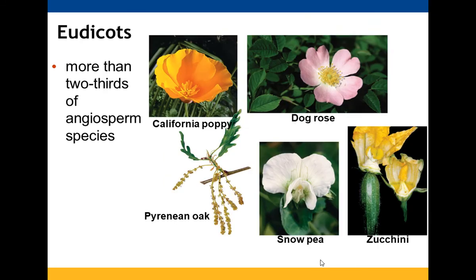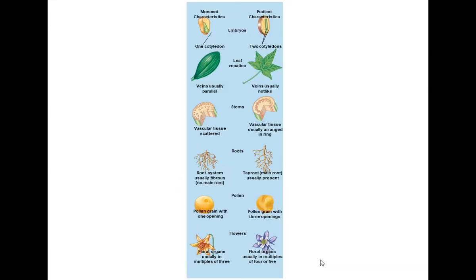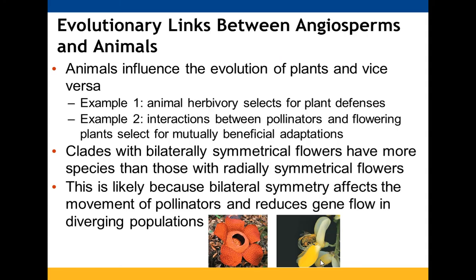Well, the eudicots are what primarily we see when we are dealing with our seed angiosperms. Dog roses, poppies, snow peas, zucchinis. And then those are just some differences between the monocots and the eudicots, just to kind of show you a little bit of a contrasting between the two. So, how animals and angiosperms are connected together, evolutionary speaking.